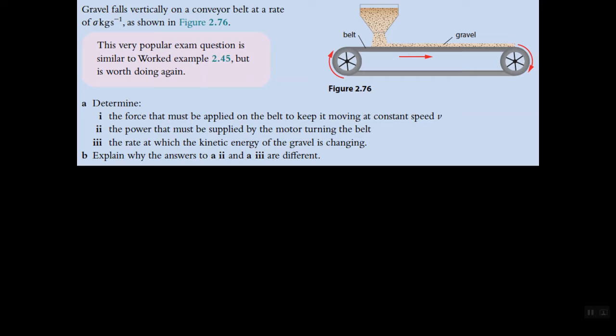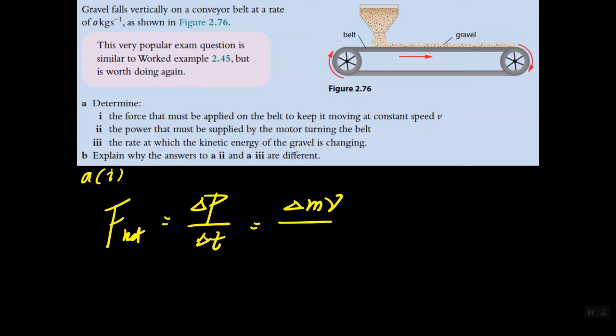The force is a net force, that is, the rate of change of momentum. And rate of change of momentum is change in mass times velocity over change in time. As the velocity is constant, we take it out: v delta m over delta t. And the rate of mass change is sigma, so the force is v times sigma.